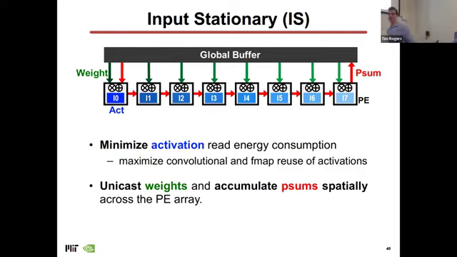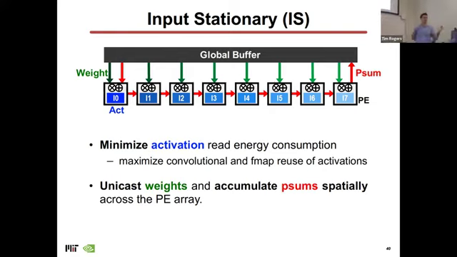So we're going to go to input stationary. How does that look? Well, now the inputs stay in each place. This is kind of rough because the inputs are huge and they change. If you have funky looking layers, maybe this is okay, but there are specific reasons you might want to do this.